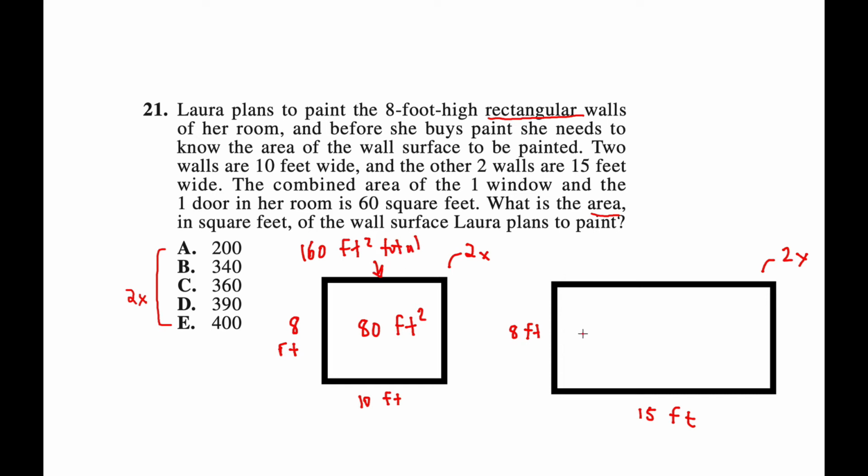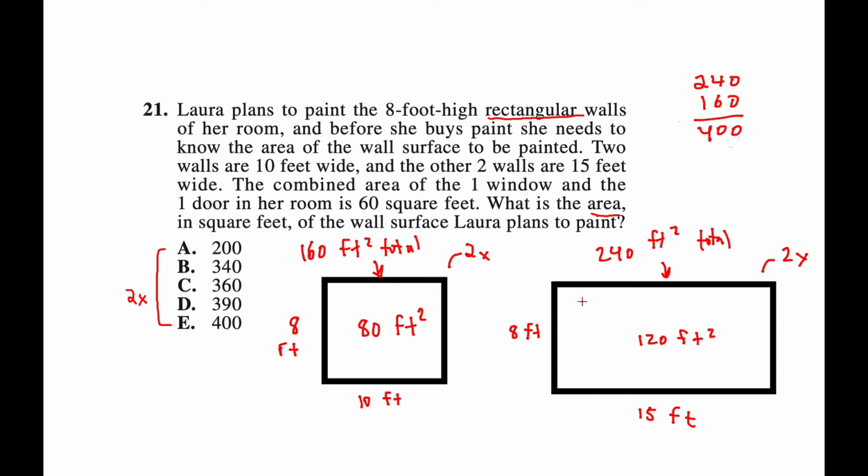And then over here, the 8 times 15, you can do that in the calculator, or if you're comfortable with the mental math or on paper, you can do that as well. So 8 times 15, we could do 8 times 10, which is 80, plus 8 times 5, which is 40, and then 80 plus 40 is 120. So this is 120 feet squared. And again, we have 2 of these, so 2 times 120 is 240. So this is 240 feet squared total. And now we can add up each of these areas to get the total area of the walls. So 240 plus 160 is 400.